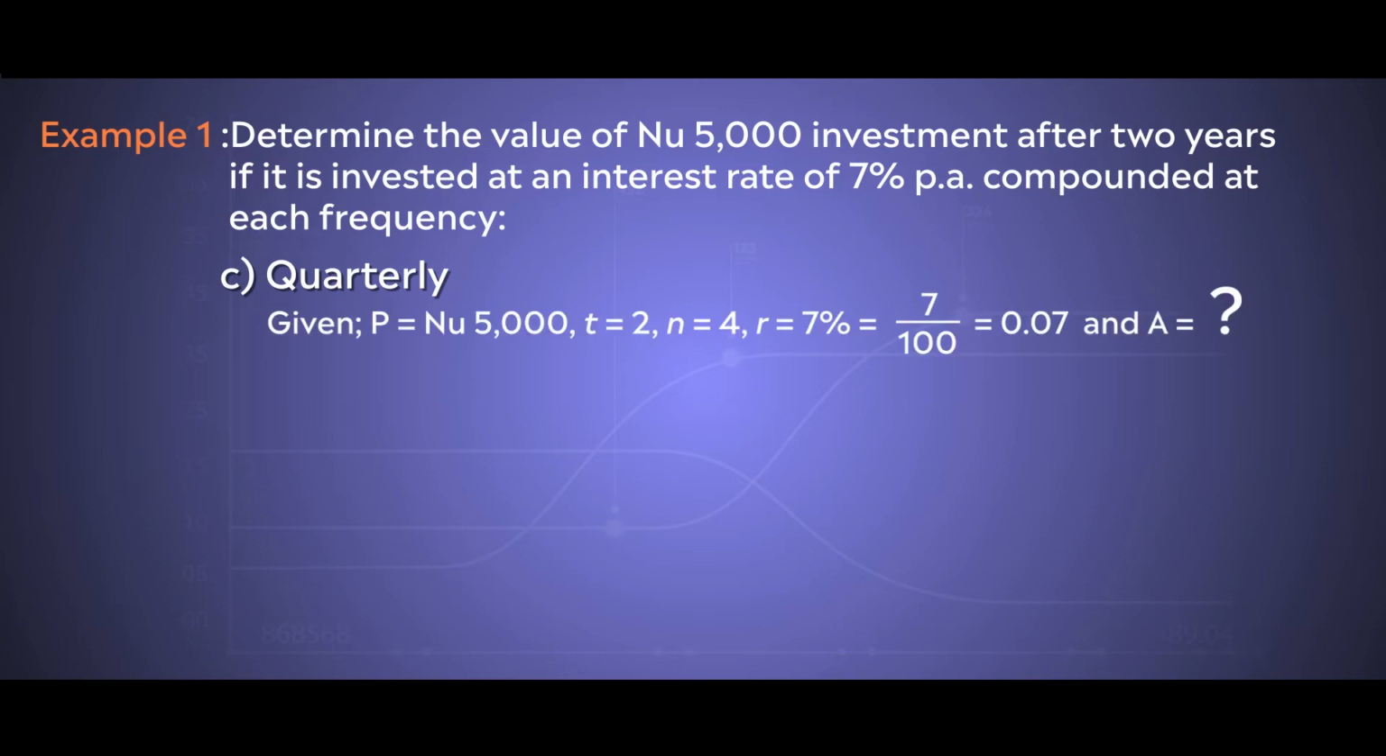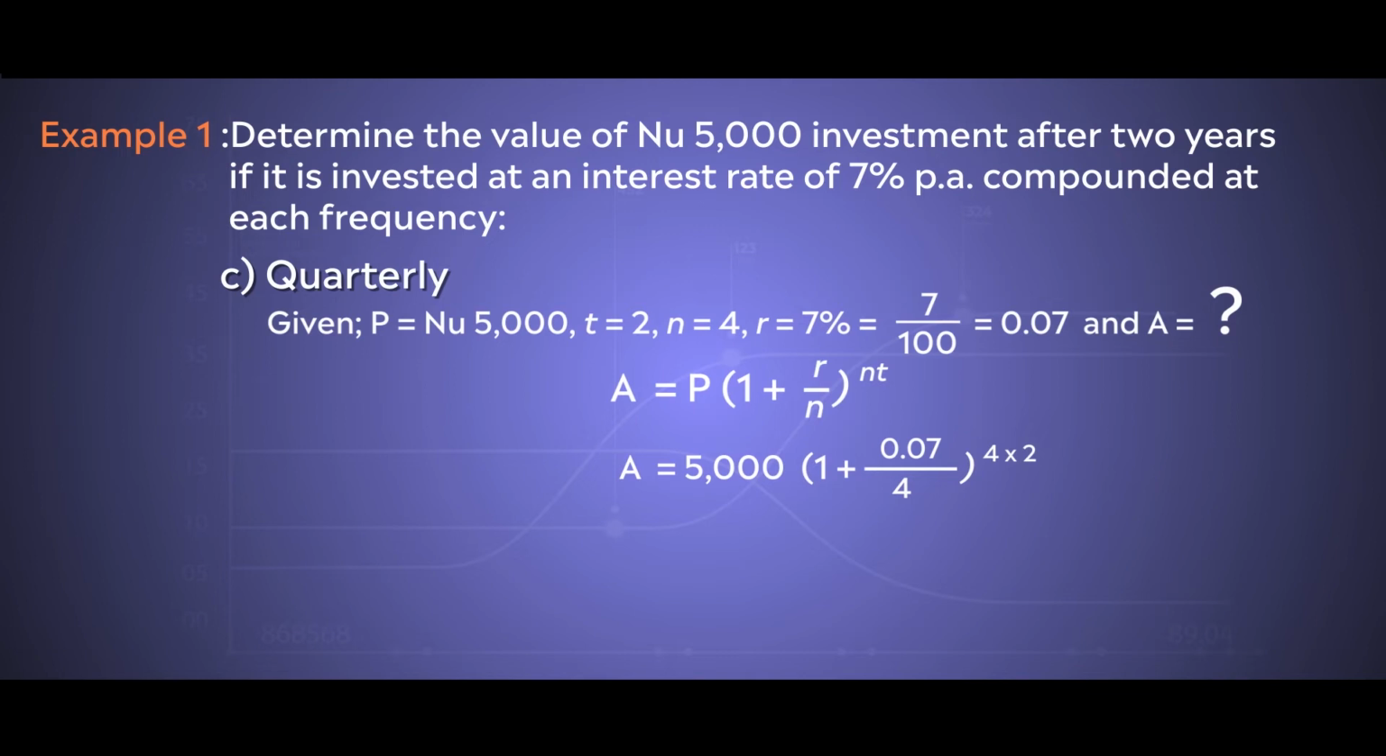If the compounding is quarterly, principal, time, and rate are the same. The only difference here is the compounding frequency, as I have already said. Here the compounding frequency is N is equal to 4. Quarterly means 4 times in a year. Then using that compound interest formula, we will substitute those values into the formula. A is equal to 5000 times 1 plus 0.07, that is the rate, over N, which is 4, raised to N times t, which is 4 times 2. So it makes 2.